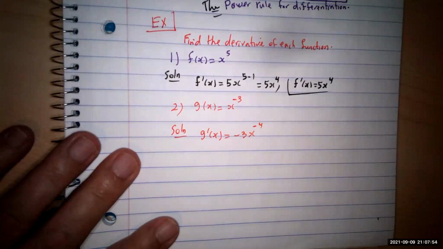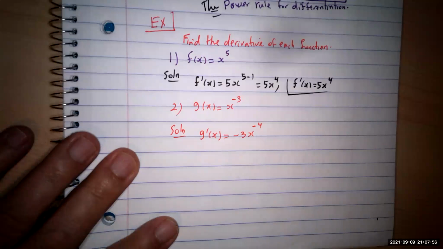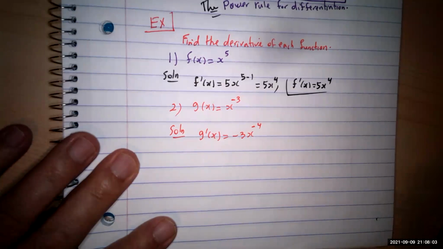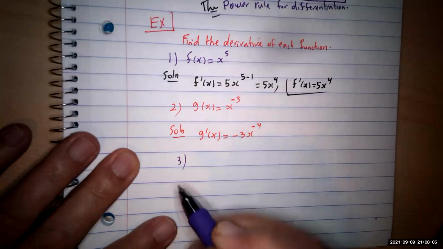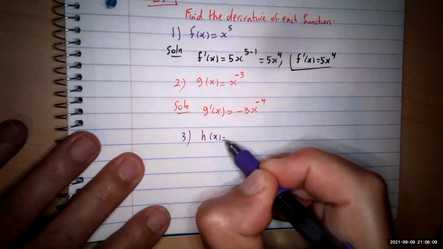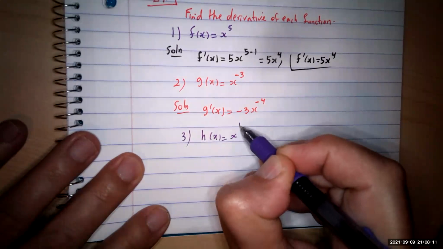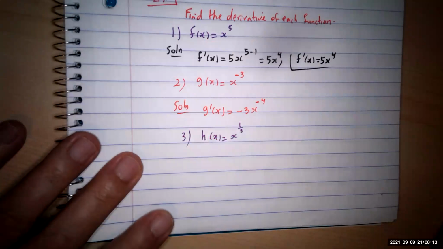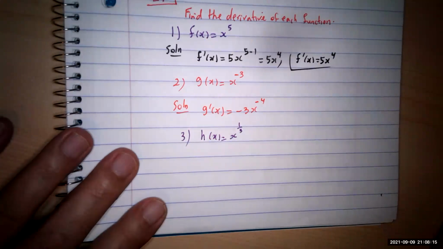Any question? Exponent times coefficient, then the power minus 1. Negative 3 minus 1 is negative 4. That's the second case. What's the third one? Third one, h of x equals x to the 1/3, a fraction. Doesn't matter.